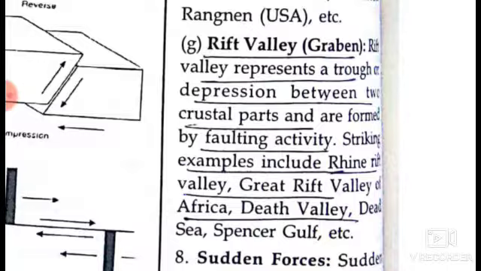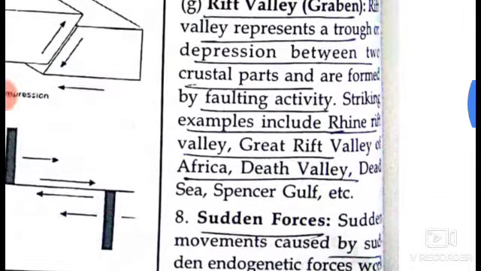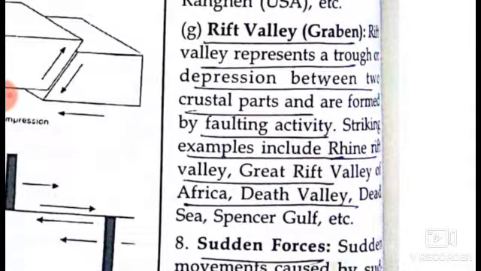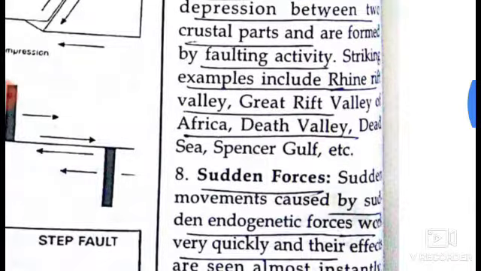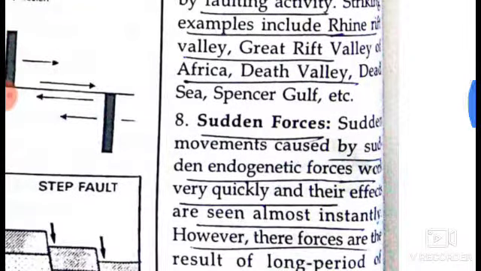Striking examples include the Rhine Rift Valley, the Great Rift Valley of Africa, Death Valley, the Dead Sea, and Spencer Gulf. Then there are sudden movements caused by the sudden endogenetic forces.